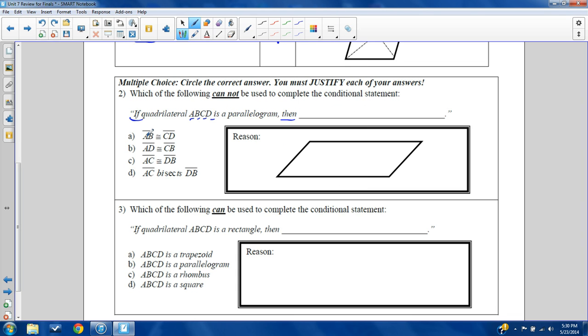You might be looking at these and saying, well, look, they didn't give me a drawing. How am I supposed to know? The way you're supposed to know is how you label these. It doesn't matter where I label A. I can choose any of these points. Let's say I choose it right here.